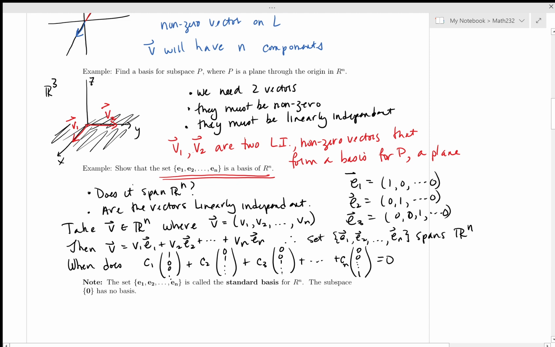Well, from the first row, I can see that that forces c1 to be equal to 0. From the second row, c2 is forced to be 0. And that process continues down until cn is equal to 0. So in order for this statement to be true, all of those constants c1 through cn have to be 0. Therefore, e1 through en are linearly independent, and we are finished. We've shown that it's a basis because the vectors span and are linearly independent.